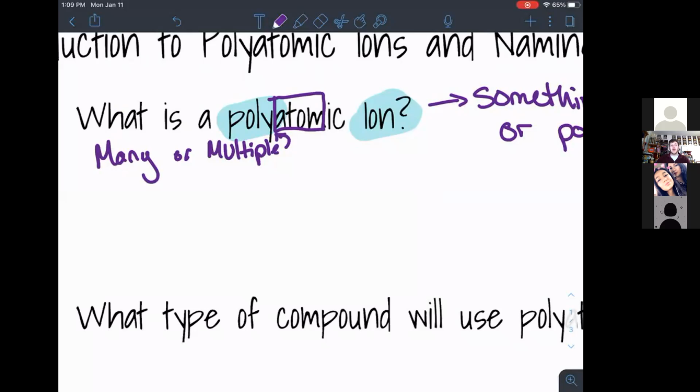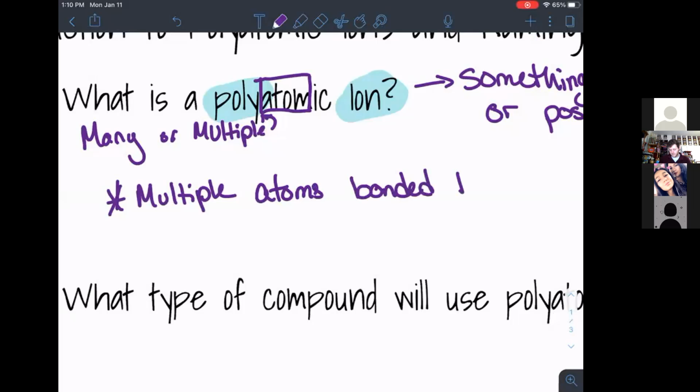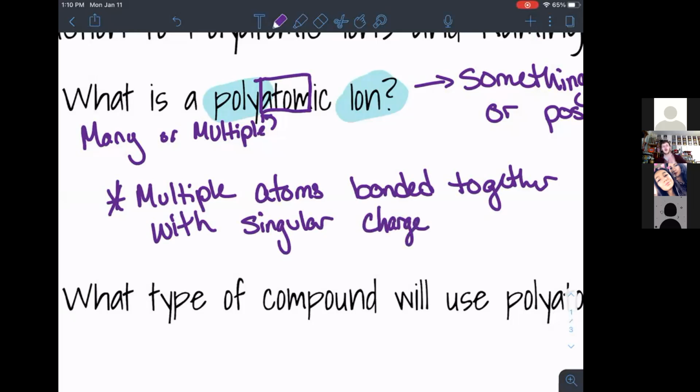When we're talking about polyatomic ions, we are talking about atoms that have charge, but there are multiple atoms already bonded together with a singular charge, or just one charge for all the atoms that we bond together.